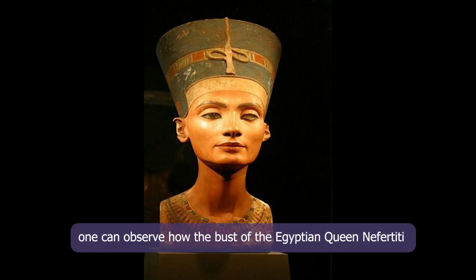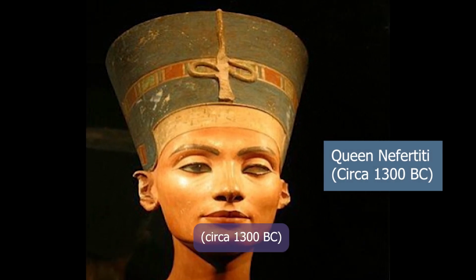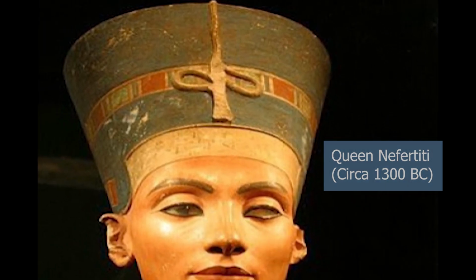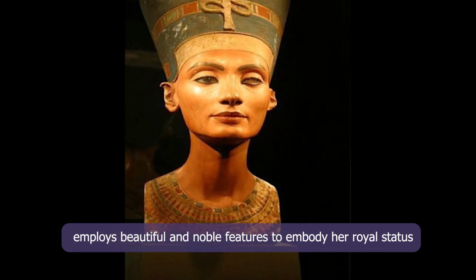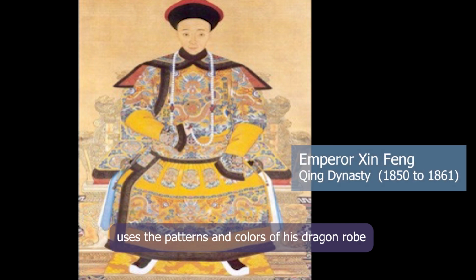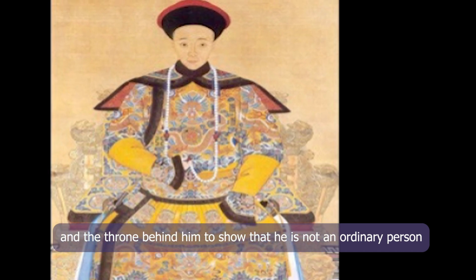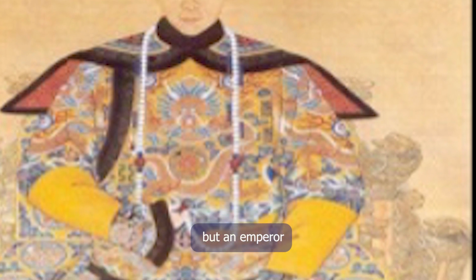In this image, one can observe how the bust of the Egyptian Queen Nefertiti, circa 1300 BC, employs beautiful and noble features to embody her royal status. The full-body portrait of Emperor Xianfeng uses the patterns and colors of his dragon robe, and the throne behind him to show that he is not an ordinary person, but an emperor.